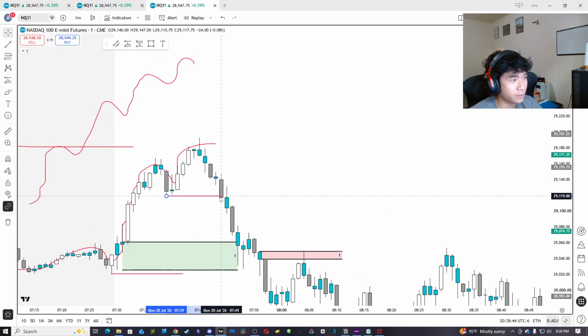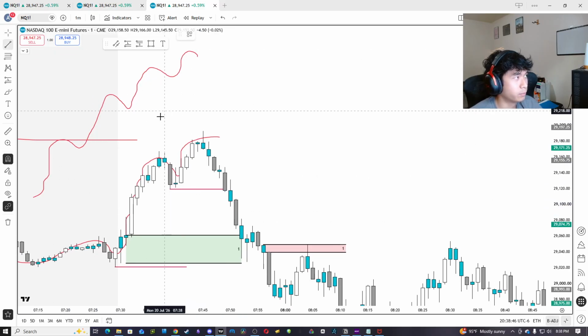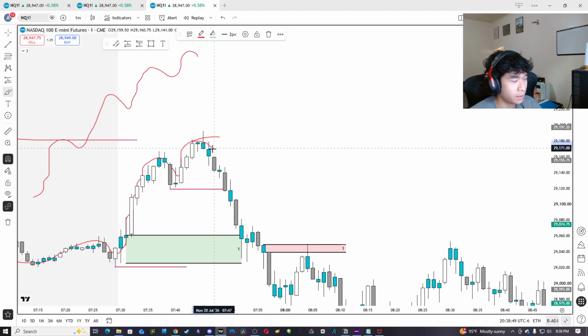Then you track these swing lows, and then all of a sudden you see price reverses. When price reverses, it takes out the swing low with a candle.